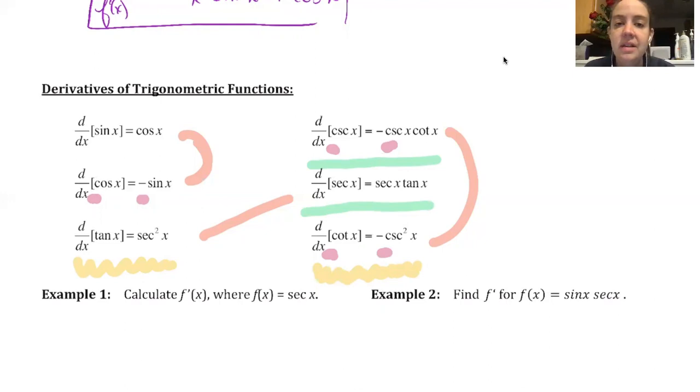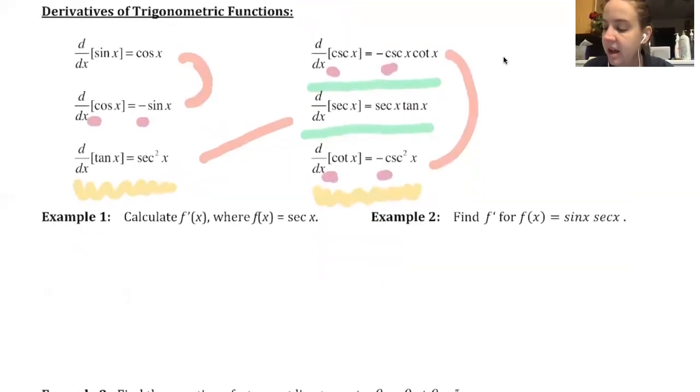Now, where did these come from? You can derive them from that limit as h approaches 0 formula with different trig identities. Look them up online if you want to. The AP exam will never ask you to derive them. You just have to have them memorized. But if you want to know where they come from, you can look them up. So just a few examples for you today.